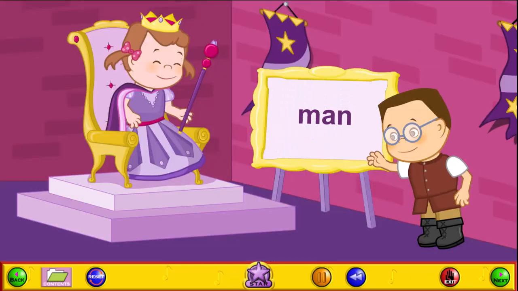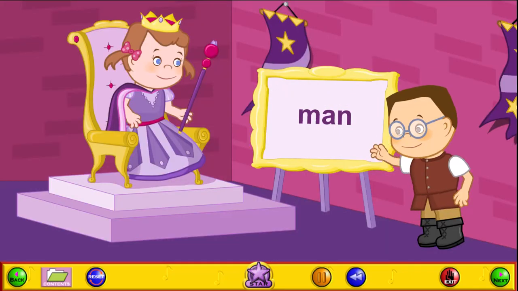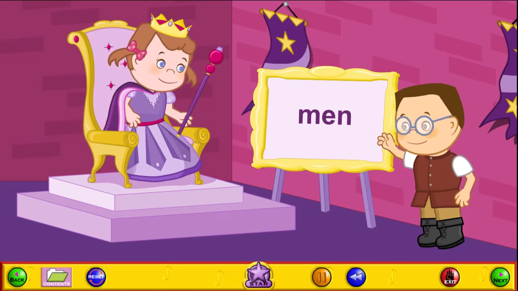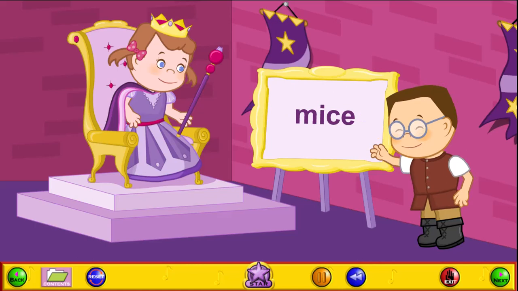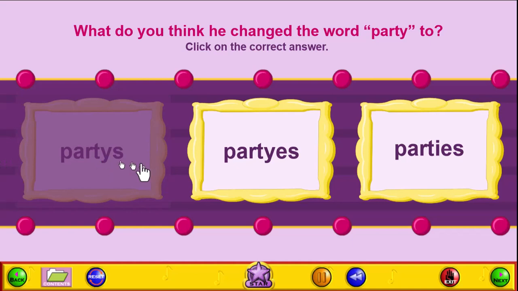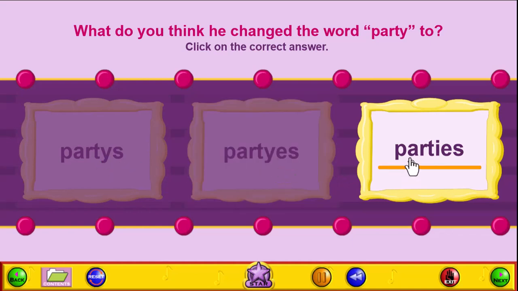Buzz spent all afternoon teaching the Queen about the different ways you can make words plural. He changed man into men and mouse into mice. What do you think he changed the word party to? Click on the word you think is correct. So we'll get some wrong answers here. And try this one. Yes, he made the word party plural by changing the Y to an I and adding ES.